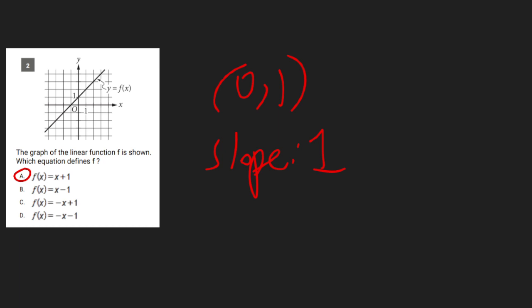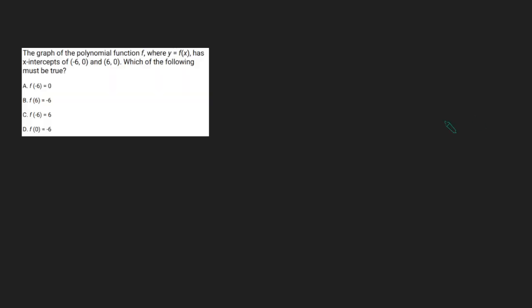Moving on to the next question. The graph of the polynomial function f, where y equals f of x, has intercepts at (-6, 0) and (6, 0). Which of the following must be true? Well, if y is 0 when x is 6 or -6, that means obviously A must be true, because when you plug in -6, the output must be 0. Moving on to the next question.